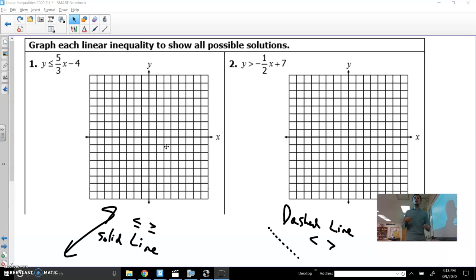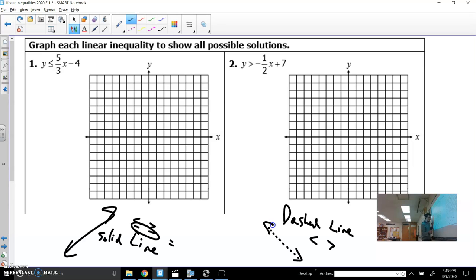You could be creating a dashed or maybe even a solid line. And so what makes that a solid line is really if you have permission for it to be equal. So the symbols that I just circled down here, those are less than or equal, greater than or equal. But in general, when it's or equal, you have permission for the points on the line to be solutions.